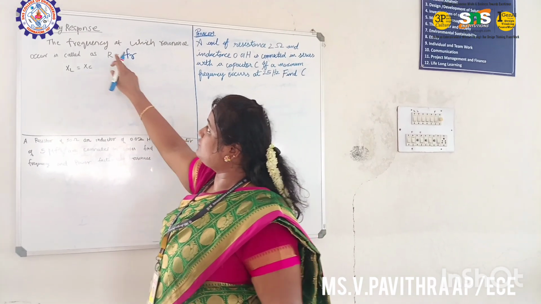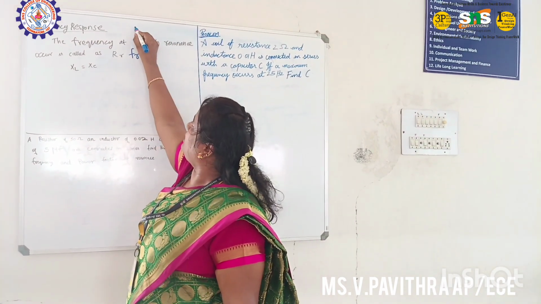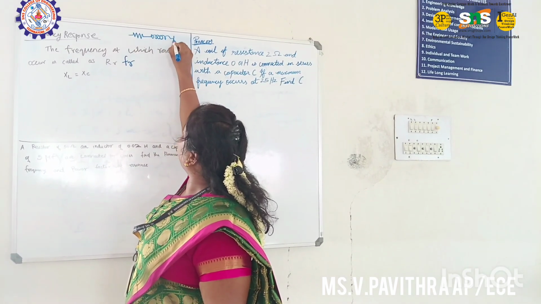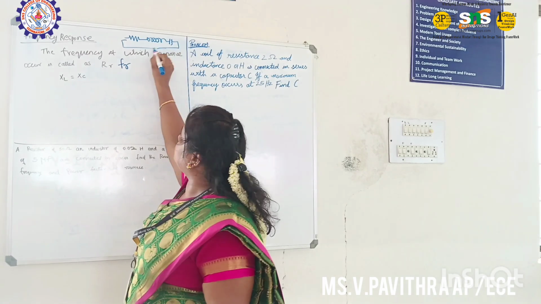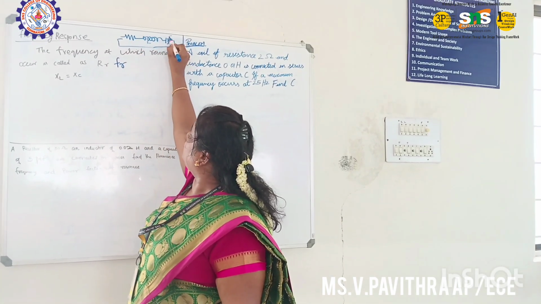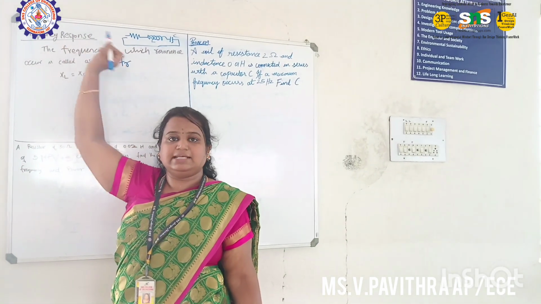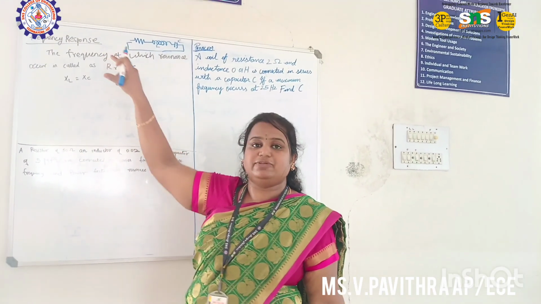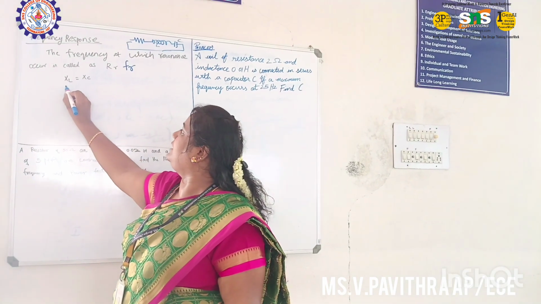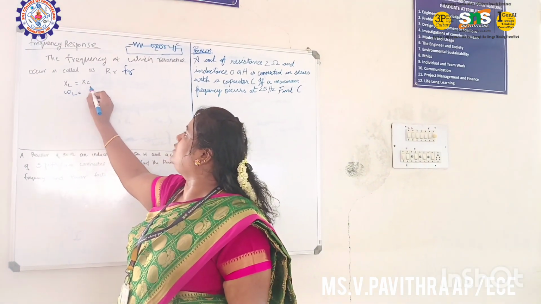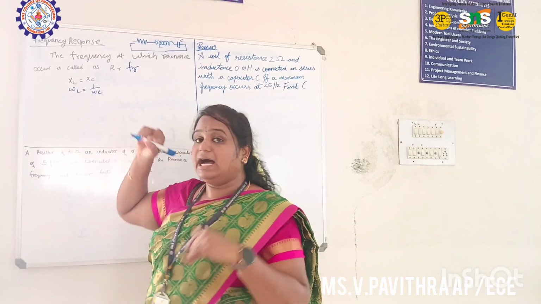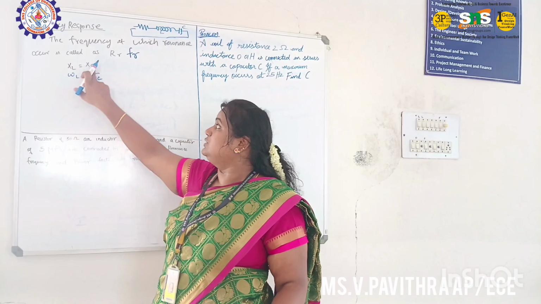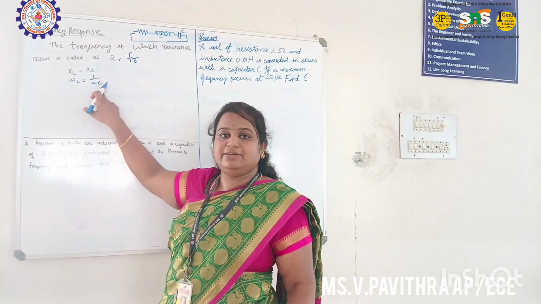So when resonance occurs, in a series RLC circuit, if the inductive reactance is equal to the capacitive reactance, then resonance occurs, right? So we have to derive the resonance frequency formula, okay? We know very well that omega L is equal to 1 divided by omega C. In the last class itself, we used omega to denote frequency. So omega C should be written as an inverse, okay?